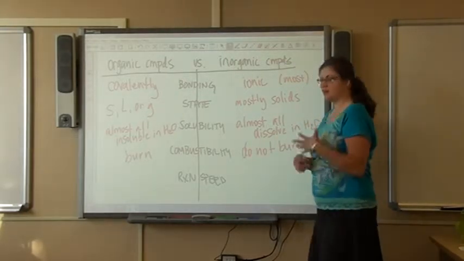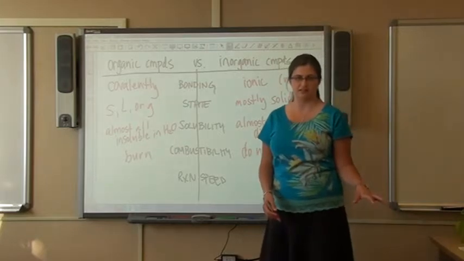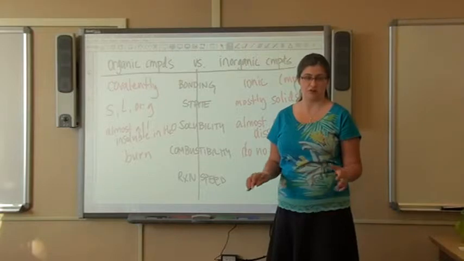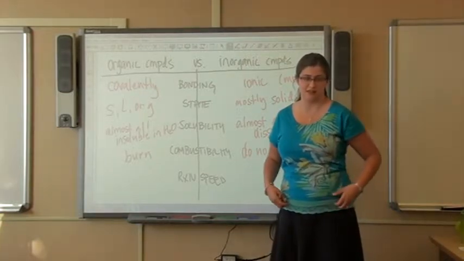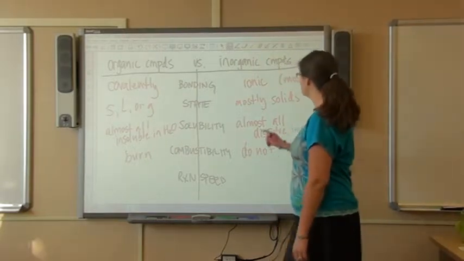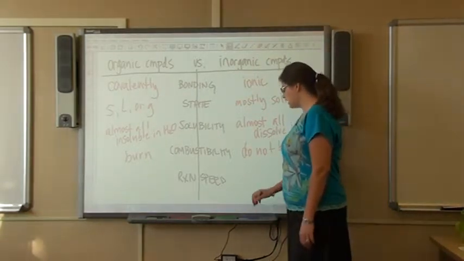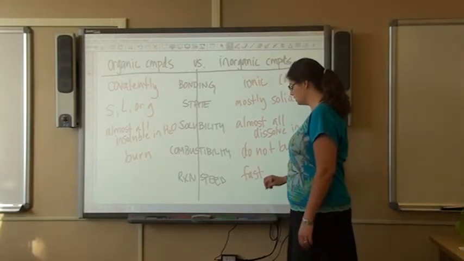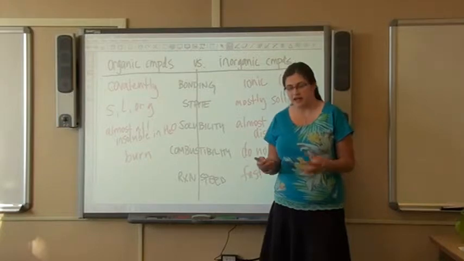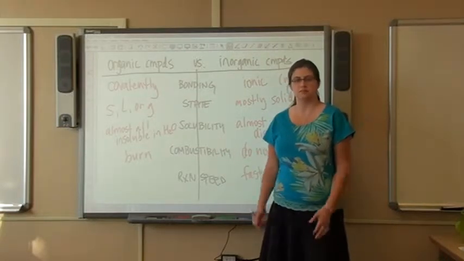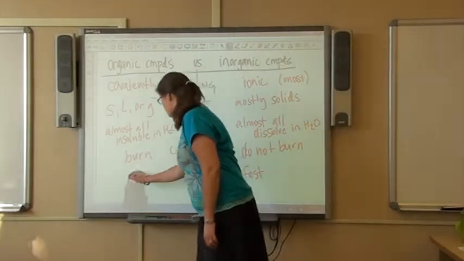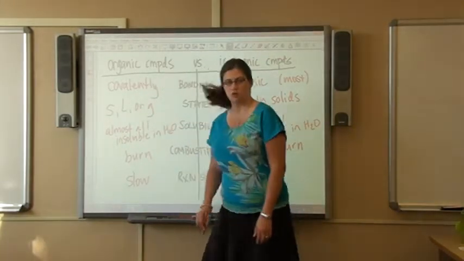Now, these are very vague generalities here, and we're not going to be spending any time on the specifics of all the rule breakers for each of these different classifications. Almost all of the inorganic compounds have a fast reaction speed. In other words, when you put them together with something that they can react with, it happens almost instantly. Organic compounds don't follow that same sort of a pattern. They react quite a bit more slowly.